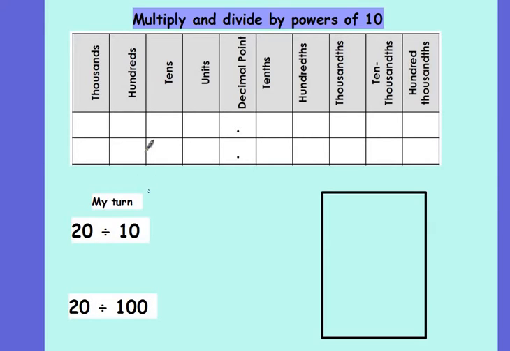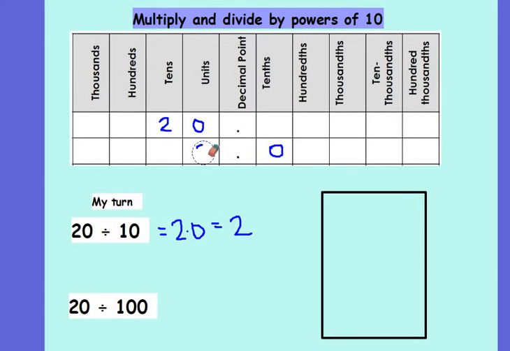Moving on, what if I'm dividing by 10? So this time I'm starting with 20. And when I divide by 10, I move my digits one place in the opposite direction. So my 2 is going to end up here. My 0 is going to end up in the tenths column. So 20 divided by 10 is just 2.0. Or we could just write that as 2.